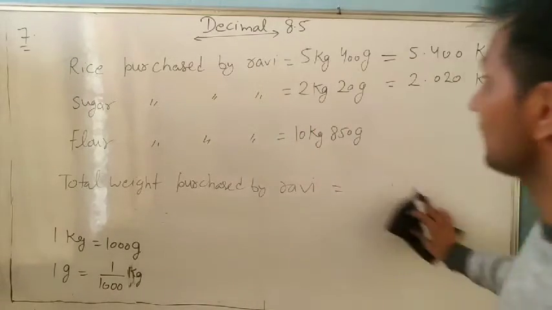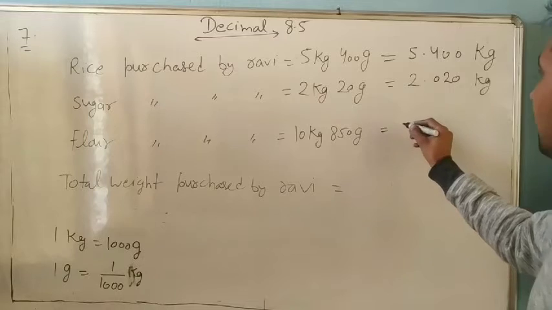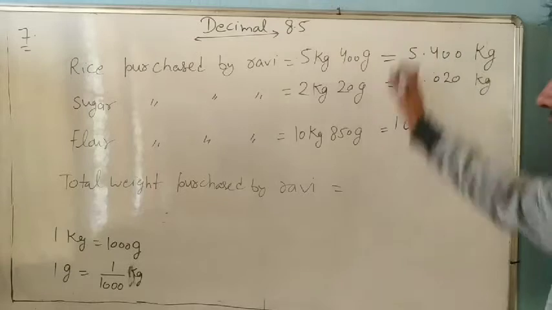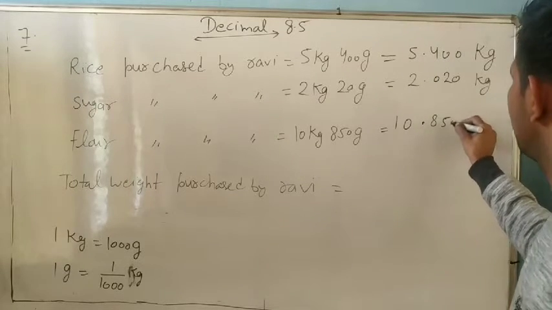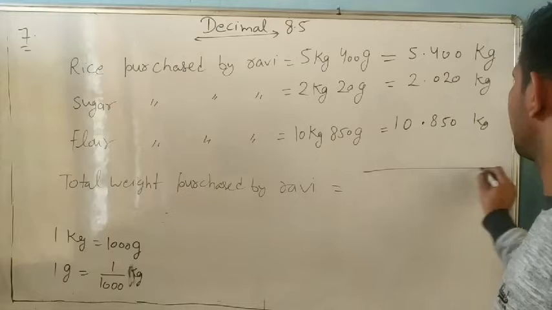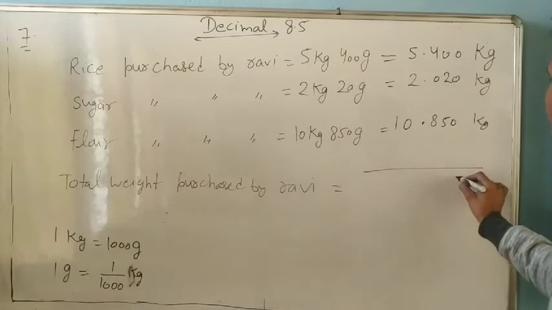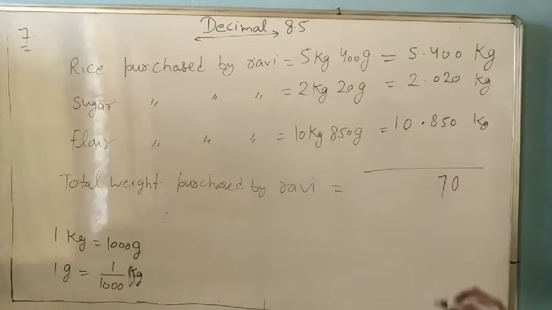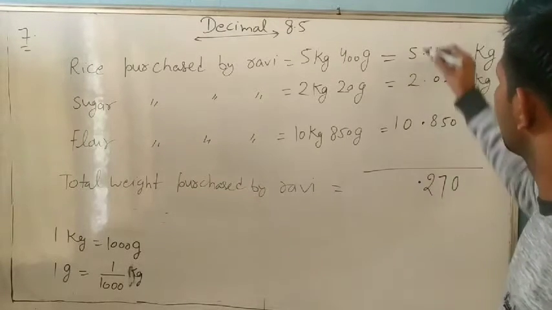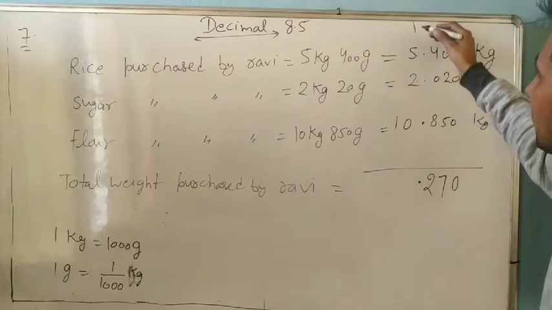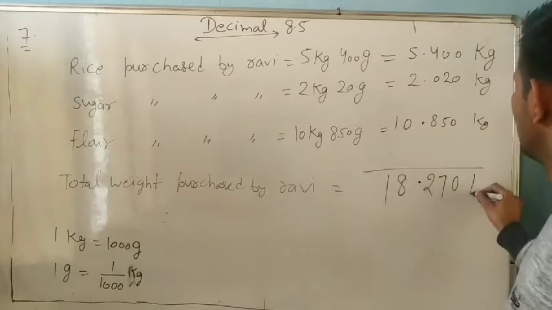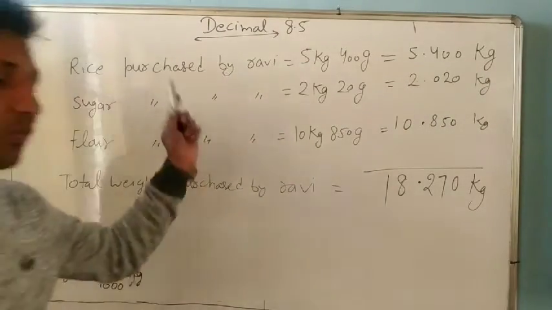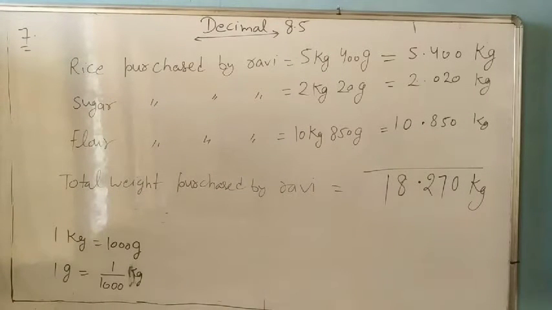Same as it is. Can we change this one also? 10 kg 850 gram. So it becomes, I am writing directly, you will do it. 10.850. Decimal always in same line. One's value same line, tenth value in same line. So total weight: 5.400, 2.020, 10.850. 0 plus 0 plus 0, 0. 5 plus 2, 7. 8 plus 4, 12. 1 is carry. 5 plus 2, 7. 7 plus 1, 8. So how much? 18.270 kilogram. The total weight purchased by Ravi.